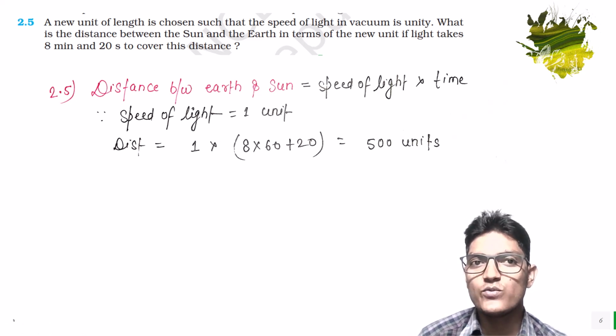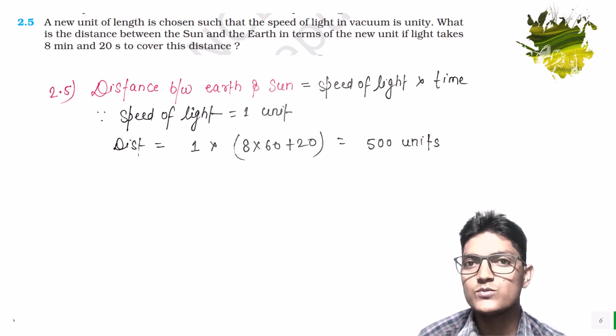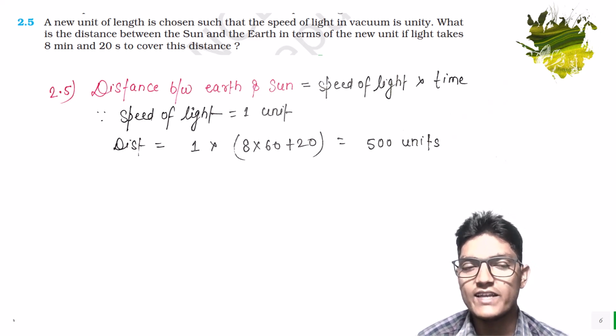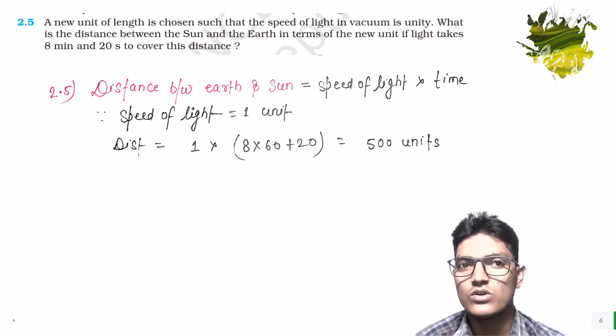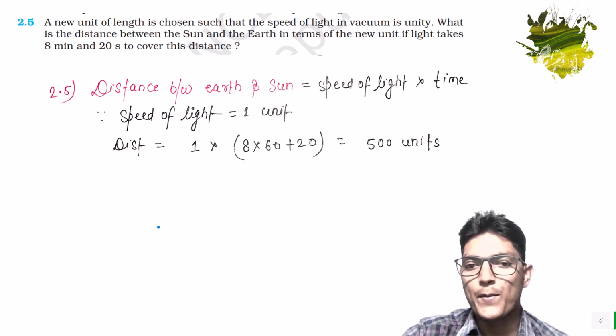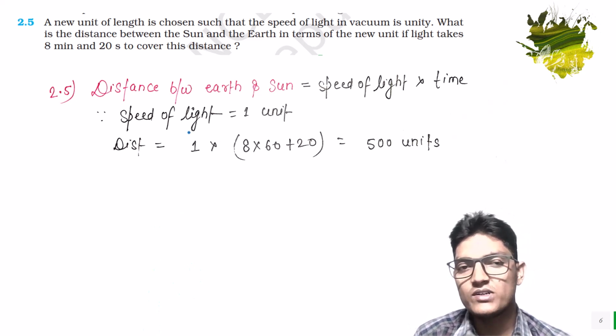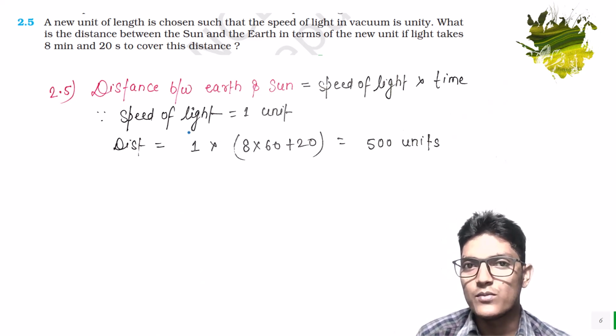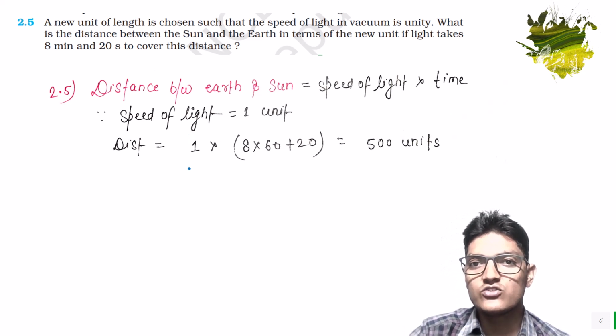What is the distance between the sun and the earth in terms of new unit if light takes 8 minutes and 20 seconds to cover the distance? First of all, जो distance है between earth and sun हम कैसे पता कर सकते हैं? So distance हो जाएगा हमारा speed into time, और speed किसका? Light का. So speed of light into time.